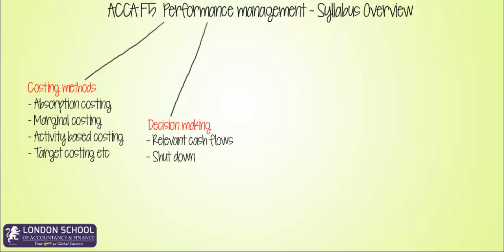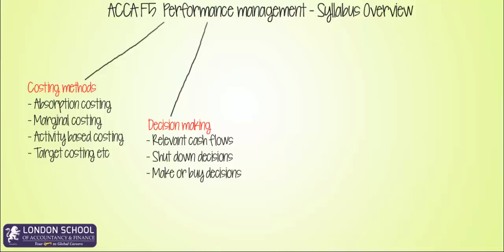Similarly, we are going to look at shutdown decisions. So one of the divisions of the company is not performing well. So the question is, should we carry on with that division, or we should shut it down? So we are also going to make situations like make or buy decisions. So is it cheaper to buy the product from supplier, or is it cheaper to just make the product in-house?